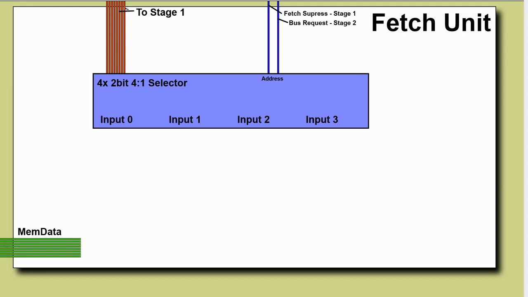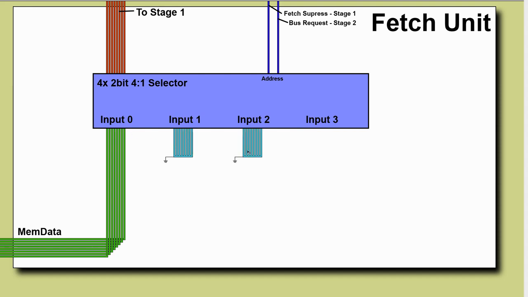So the output would go straight to stage one. Memory data would go into input zero. So if both of these are low, we'd be outputting memory data straight to stage one, which is the behavior we've got at the moment. Input one and input two would be activated when just one of these lines has gone high. And we want the same behavior that we have at the moment. We want to output a NOP. And in this case, we can just wire those in directly. So we just tie those inputs to ground.